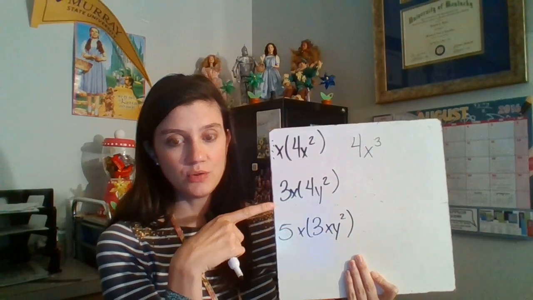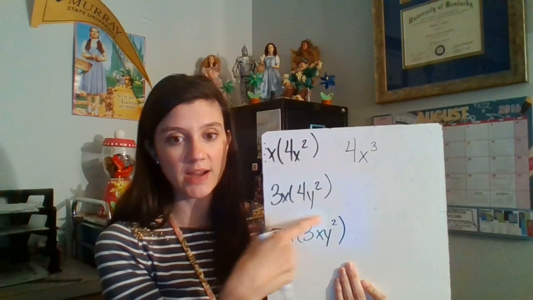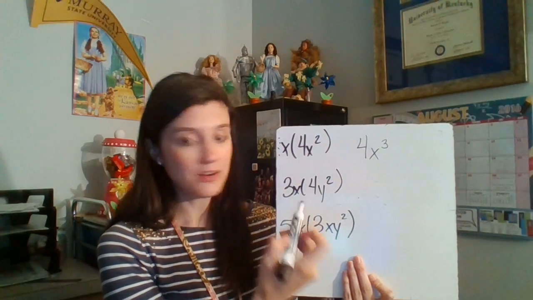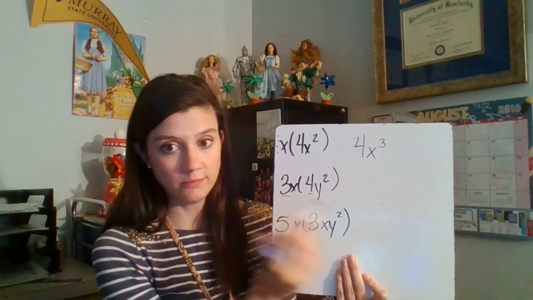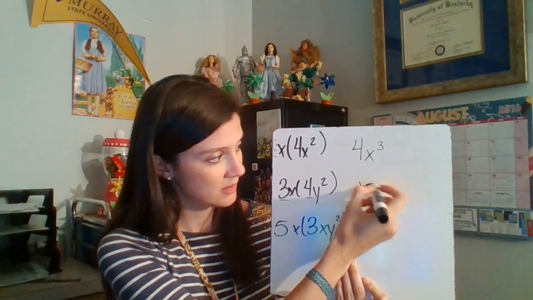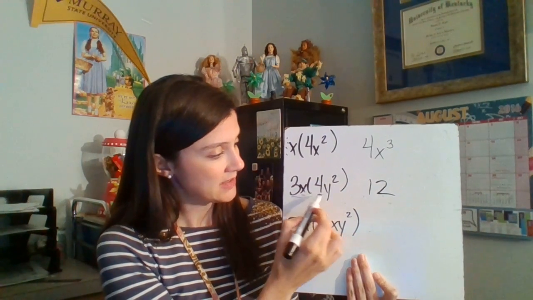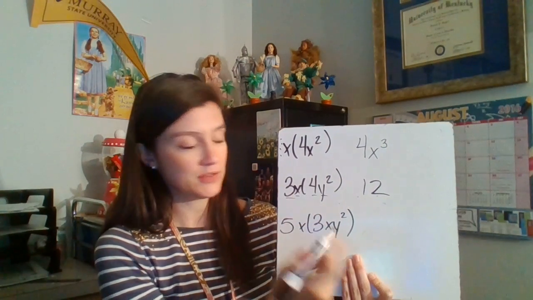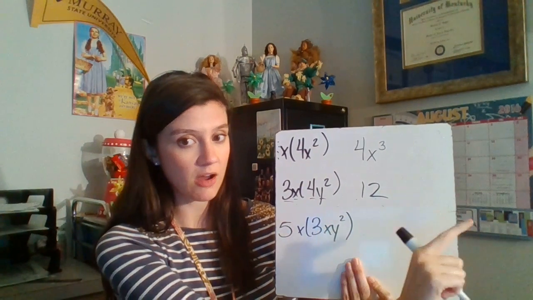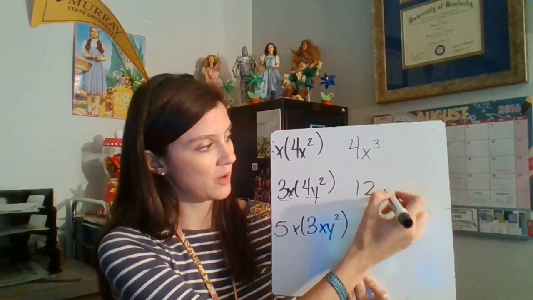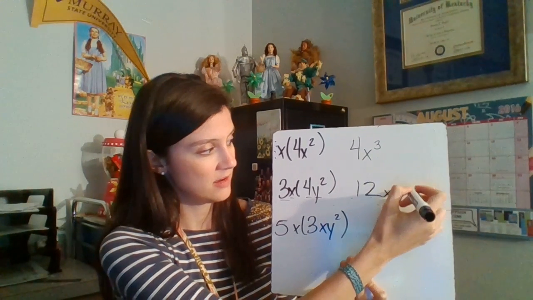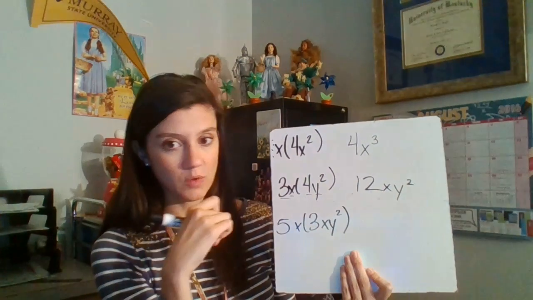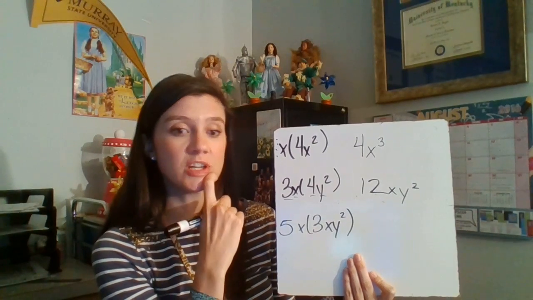Here, for number 2, 3x times 4y squared. Multiply your coefficients. 3 times 4 is 12. x and y, we can't combine those exponents, so we're going to keep them as they are in alphabetical order. So 12xy squared. Okay? So far, so good?